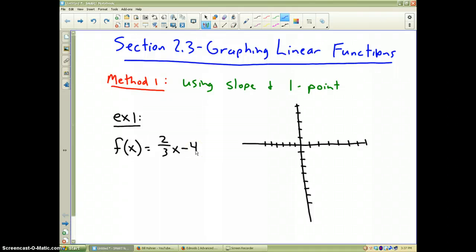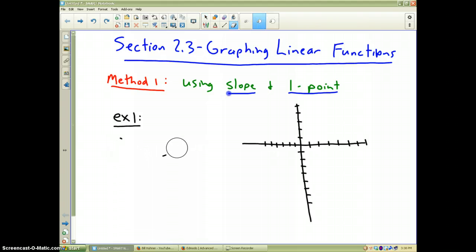Topic number 2 in section 2.3 is graphing linear functions. And you're going to see in the next few examples there are a number of different methods. First of all, method number 1, which this video talks about, is using the slope and one point that is given on a line. So for instance, let's say that I have an example of a slope given that is equal to, let's say, 2/3.